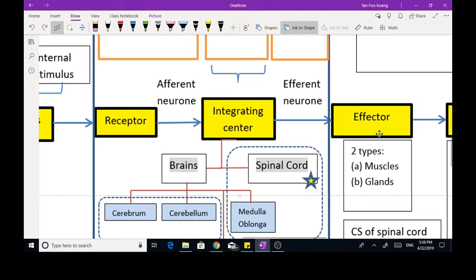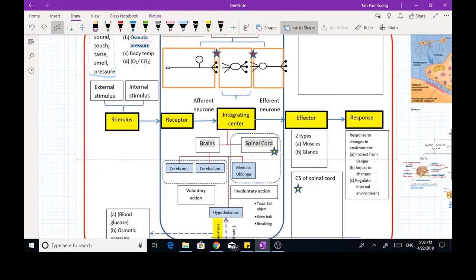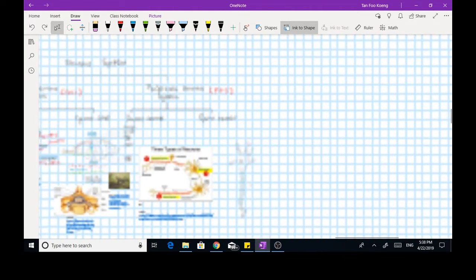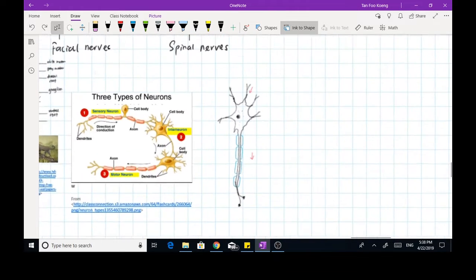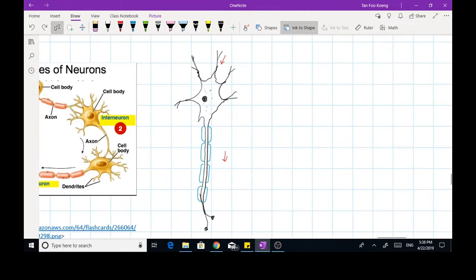So before we start, perhaps it is useful for us to know the names for the different parts of a neuron. Now this is a typical neuron. Let the arrow be the direction of the nerve transmission. So I'm going to label them first. Now look at it.